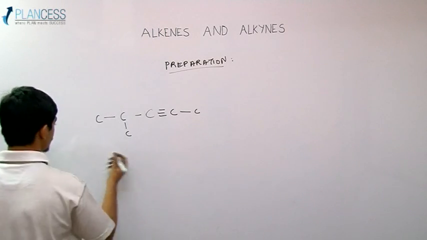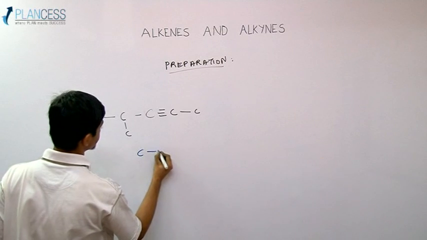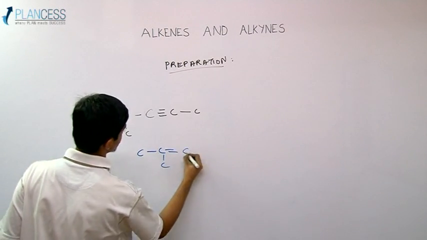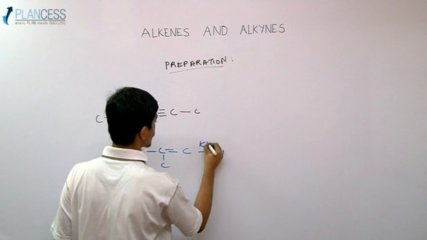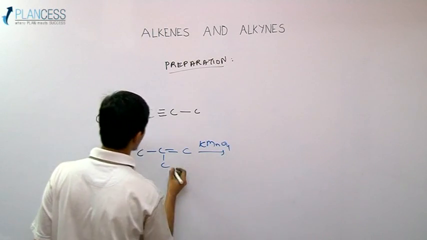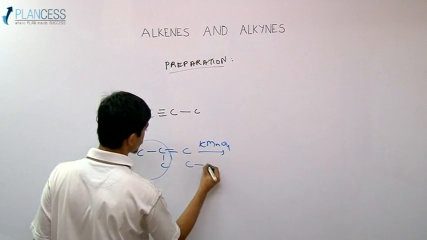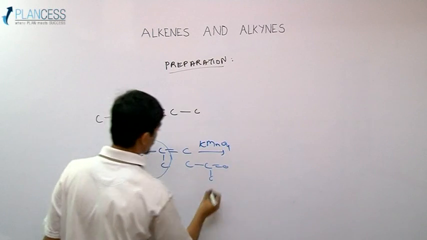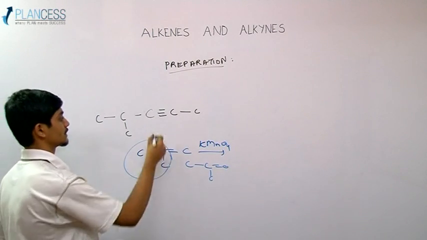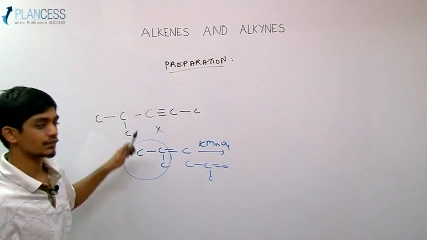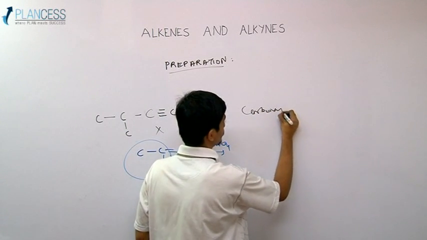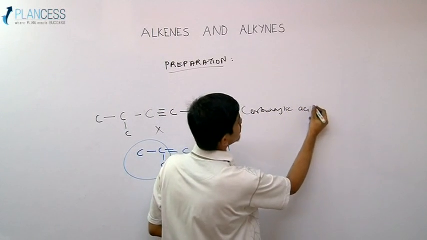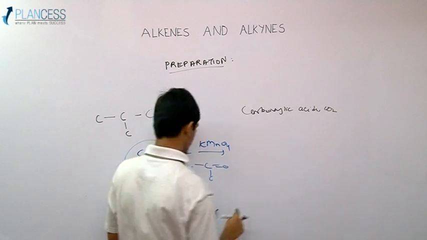Suppose you consider a molecule like this. Now this will give you a ketone. When fully oxidized with KMnO4, this part will give you actually a ketone. But this case is not observed in case of alkynes, and we get only and only carboxylic acids, or carbon dioxide also.